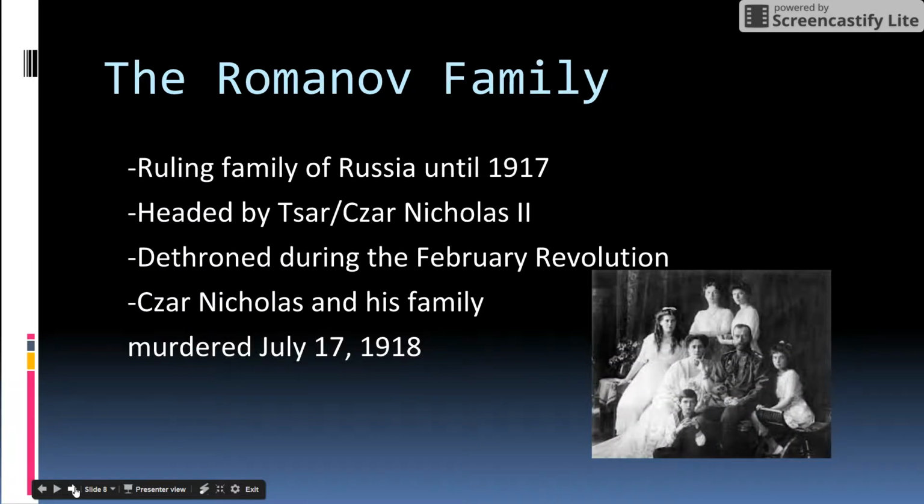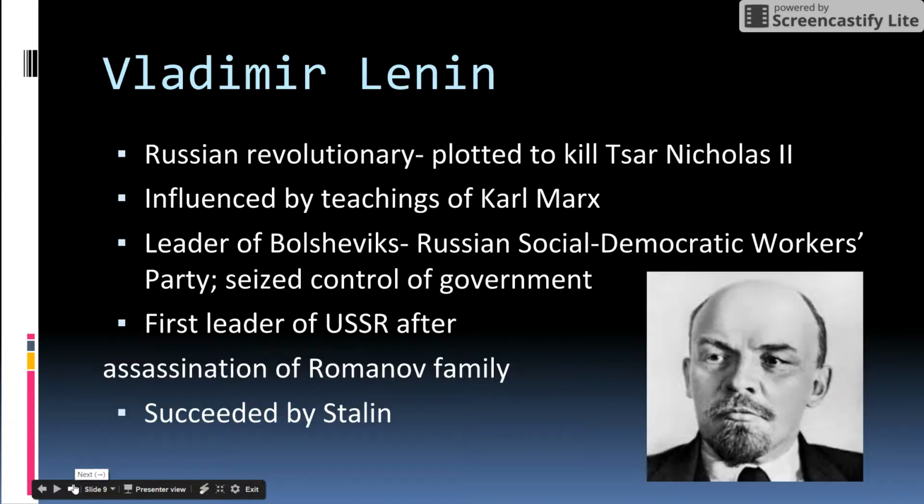The Romanov family was the ruling family of Russia until 1917, and it was headed by Tsar Nicholas II. He was dethroned during a battle called the February Revolution, and his family was murdered July 17th, 1918. And this is a picture of them over here. They were taken into their family's basement and shot, and in some tales, I've heard that they actually dipped the bodies in acid to get rid of the remains.